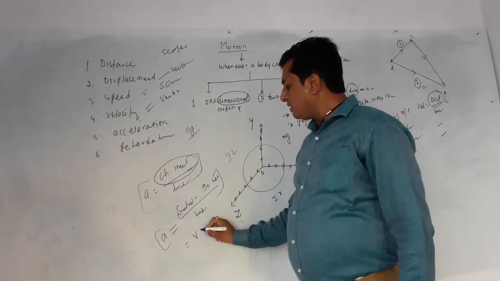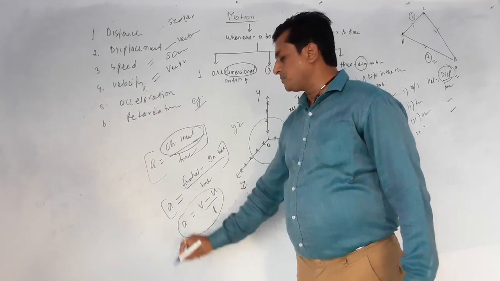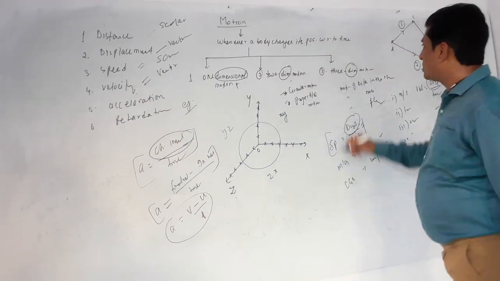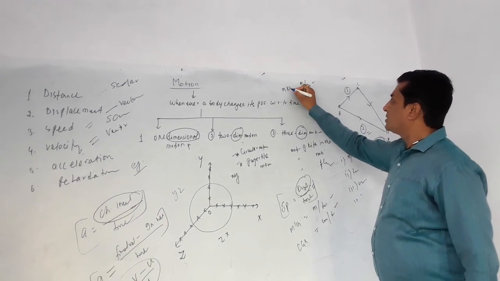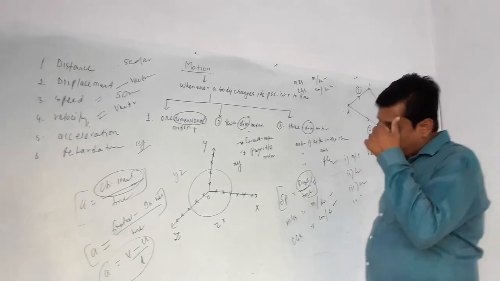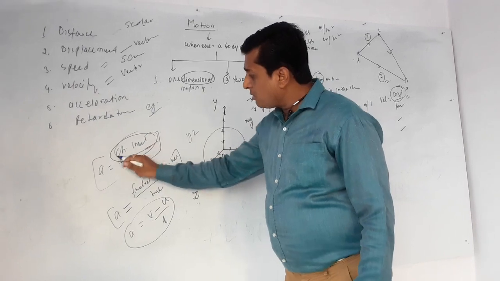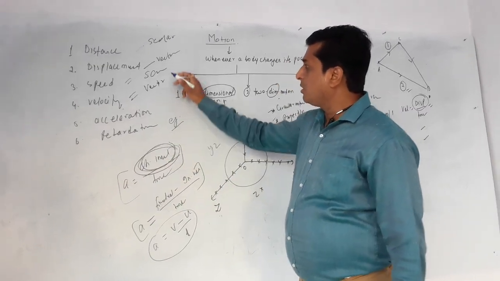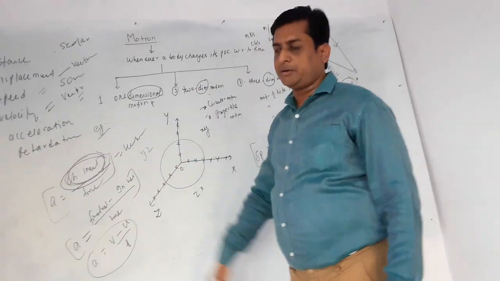Final velocity symbol is v, initial is u, divided by time, this is acceleration. The unit of acceleration is meter per second square in the MKS system, and in CGS centimeter per second square. So this is the unit of acceleration. Because acceleration is change in velocity, so the velocity term is coming, and velocity is vector. That is why acceleration is also called a vector.